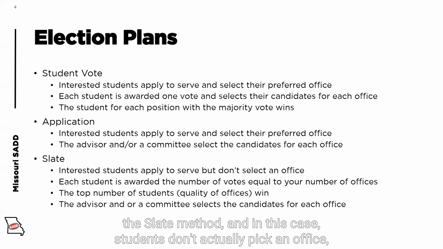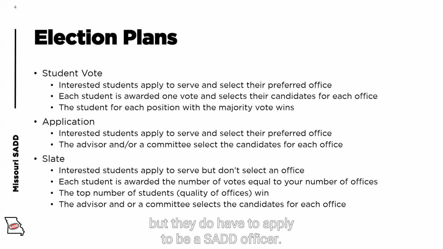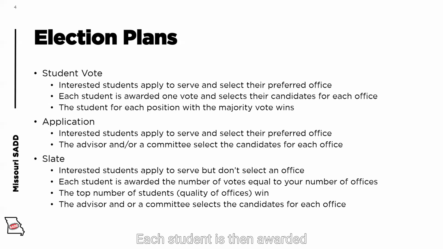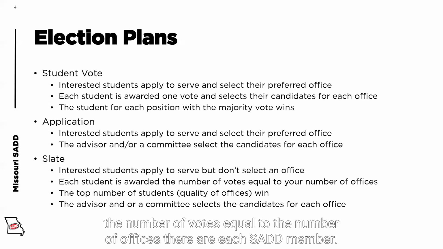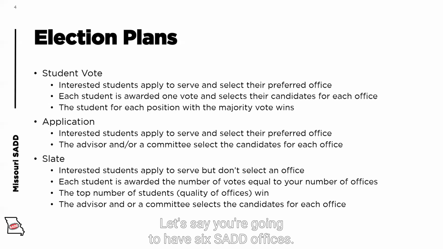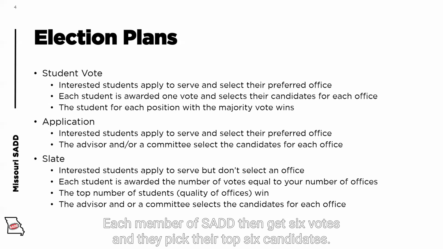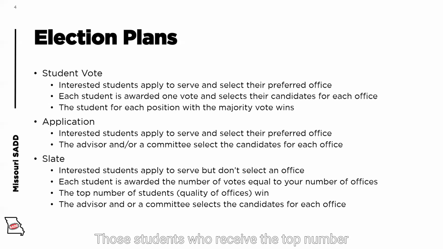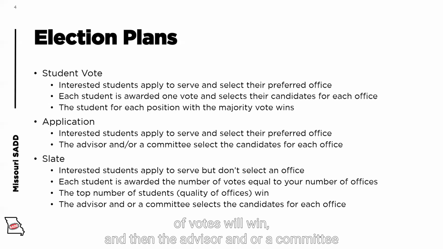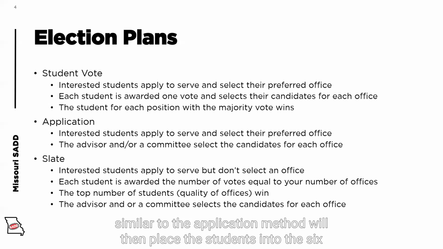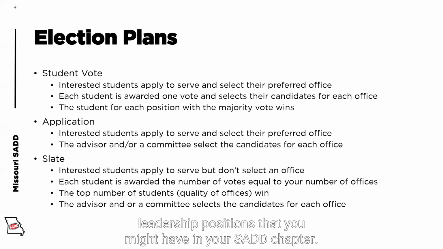Another method that you can use is the slate method. In this case, students don't actually pick an office, but they do have to apply to be a SADD officer. Each student is then awarded the number of votes equal to the number of offices there are. So let's say you're going to have 6 SADD leadership offices. Each member of SADD then gets 6 votes, and they pick their top 6 candidates. Those students who receive the top number of votes will win, and then the advisor and or a committee, similar to the application method, will then place the students into the 6 leadership positions.